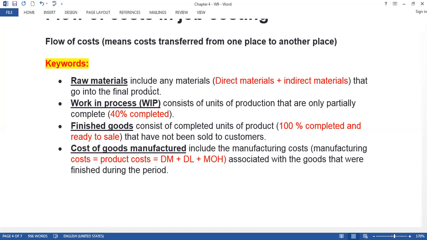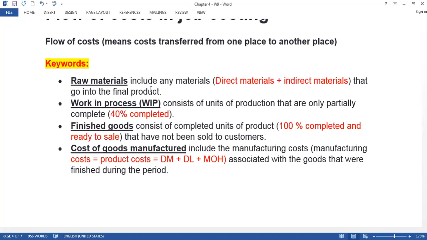So the definition said that raw materials include any materials. That means here in cost accounting, we divide raw materials into two groups. One part goes to the direct materials, another part goes to the indirect materials. But if you combine these two terms together, it becomes raw materials. Do you understand?